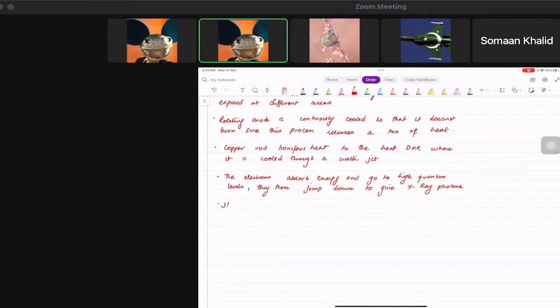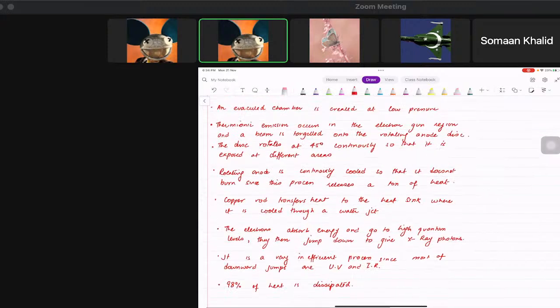Now, it is a very inefficient process, like I said, since most of the downward jumps are ultraviolet and infrared, and like I said, 90% of heat is dissipated. But what can we do? We still need it. All right.